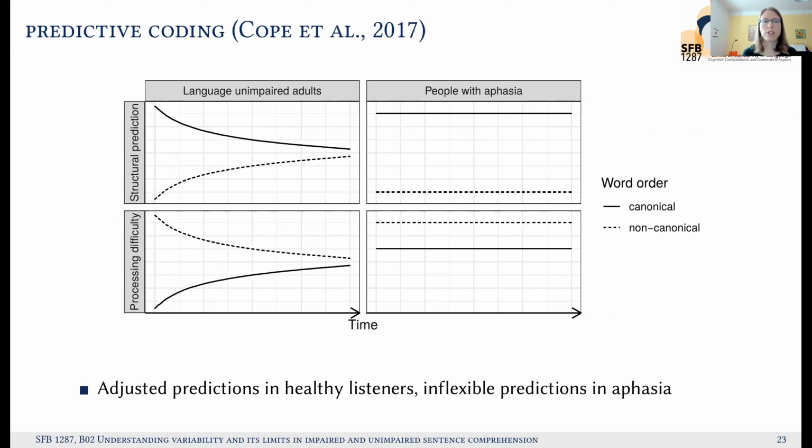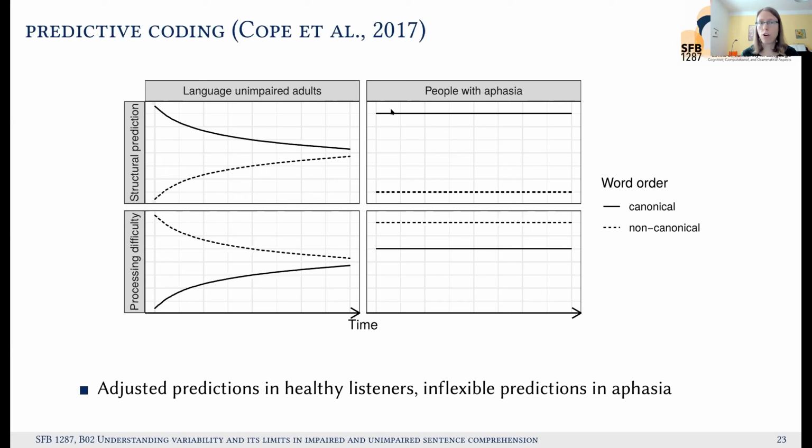And on this slide, I would like to show you one explanation for why we see those differences between our two participant groups. Both participant groups start, when they enter the experiment, with a high expectation of canonical sentences. However, after getting exposed multiple times to non-canonical sentences, language unimpaired participants seem to start expecting non-canonical sentences more often. And therefore, also the processing difficulties for non-canonical sentences seem to decrease over time.